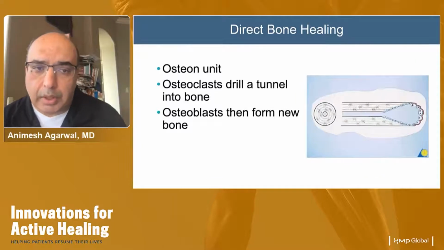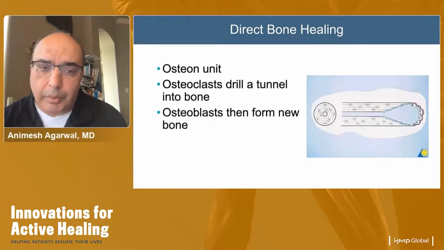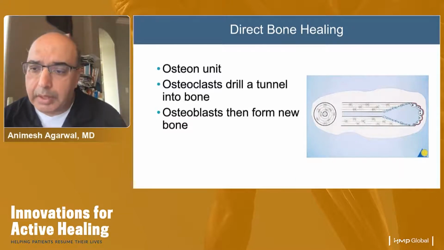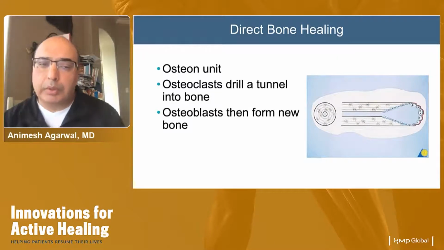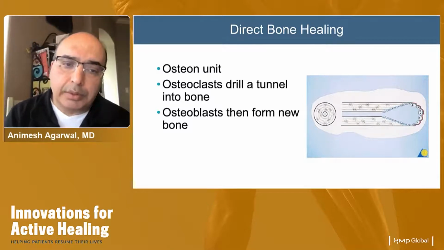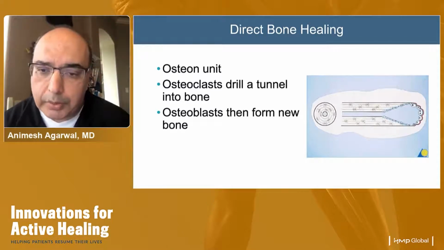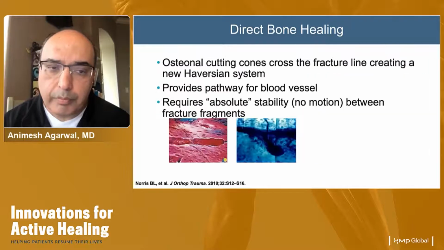Well, what is an osteon? An osteon unit is comprised of both osteoclasts and osteoblasts. And you can see the osteoclast at the very front edge of this, what we call the cutting cone, which is drilling a tunnel into the bone, allowing osteoblasts to come in from behind to create or form new bone.